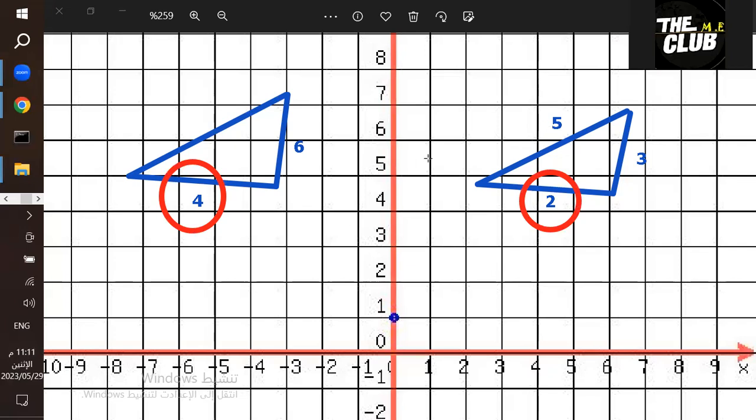But now this is not finding the length. Just explain if they are similar or not. So how do you explain? They are similar. How do you know? Because 4 divided by 2 is 2, and 6 divided by 3 is 2. You need to do it to two sides, the ones that you have. If they have the same scale factor, it means they are similar. You get the idea.